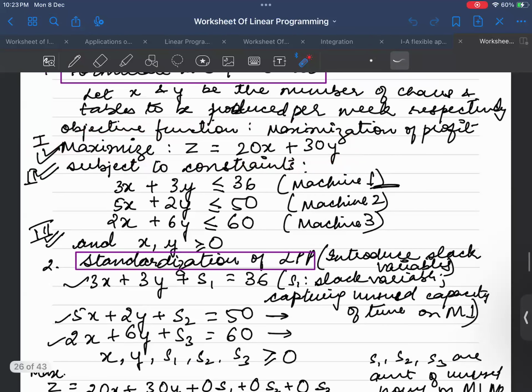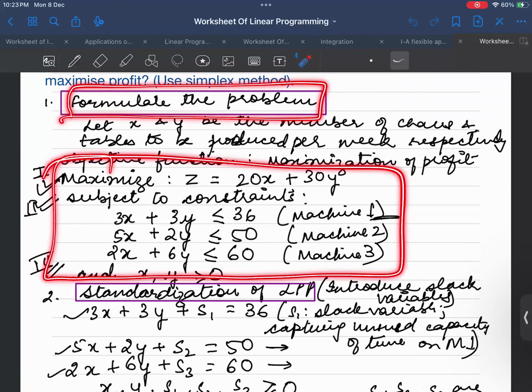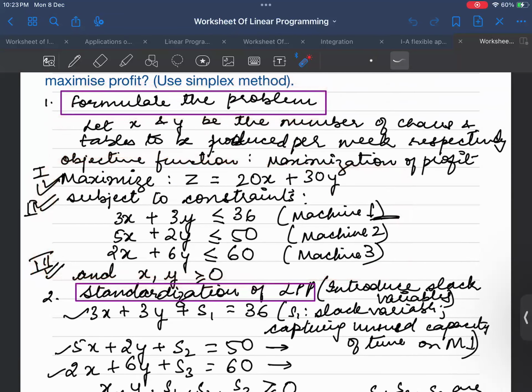Then the third important part is the non-negative restrictions, meaning x and y are greater than or equal to 0. It can be 0 or more than 0. So that's the first step: formulating the problem. These three important things are part of your formulation: maximization, subject to constraints, and non-negative restrictions.